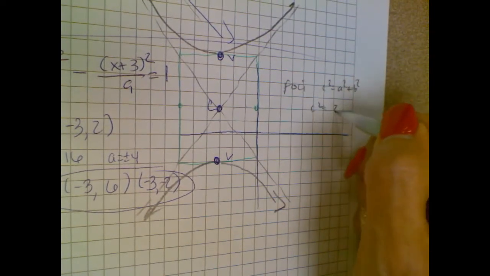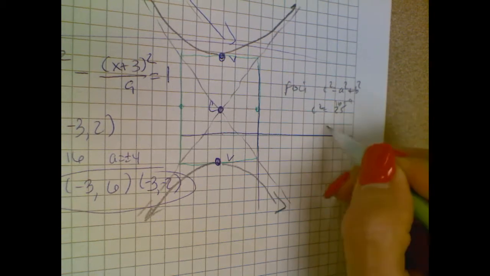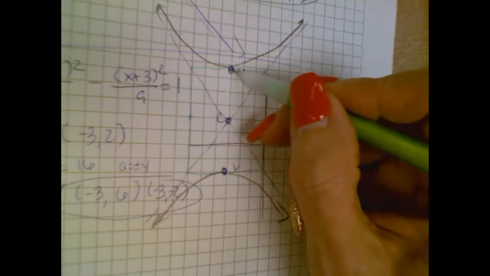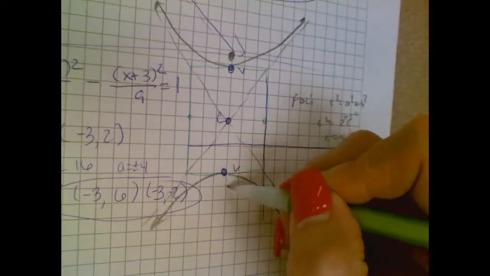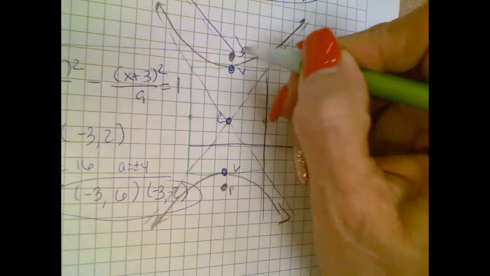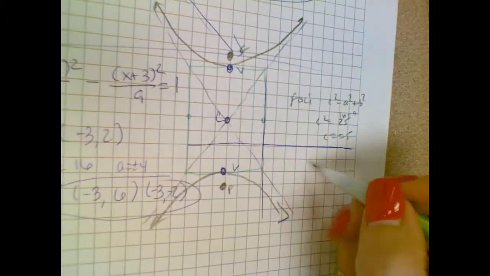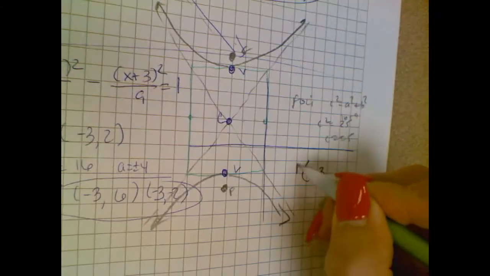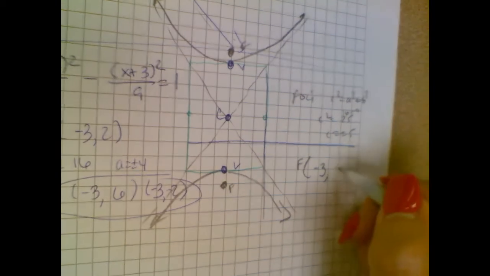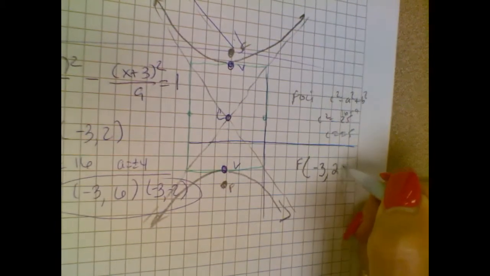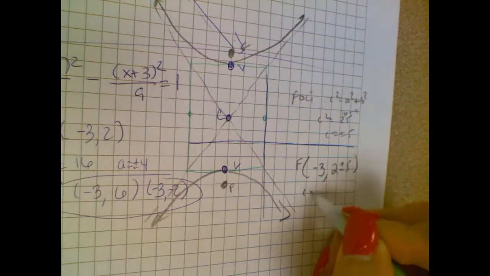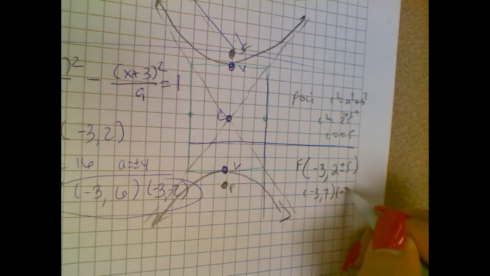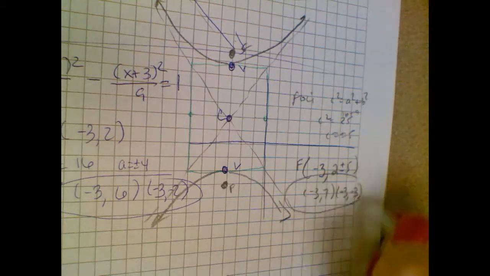Foci points would be c squared equals a squared plus b squared. So c squared equals 25 because that's 16 plus 9, so c is plus or minus 5. If we went up 5, 1, 2, 3, 4, it'd be right there and right here for your foci. How do I write the foci? They're all on the line x equals -3, so the x is -3 for your foci. Take the y coordinate of your center and add and subtract 5. That'd be -3, 7. Since it's not a radical, you should tell me what it is. And -3, -3. Those are your foci points.